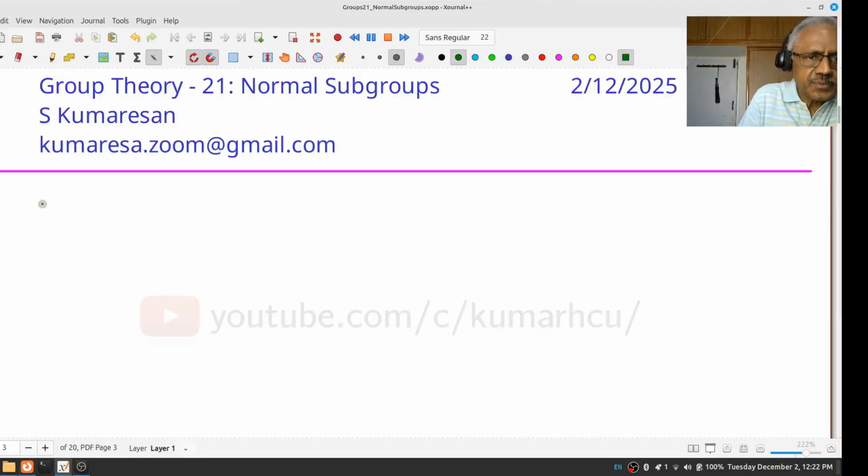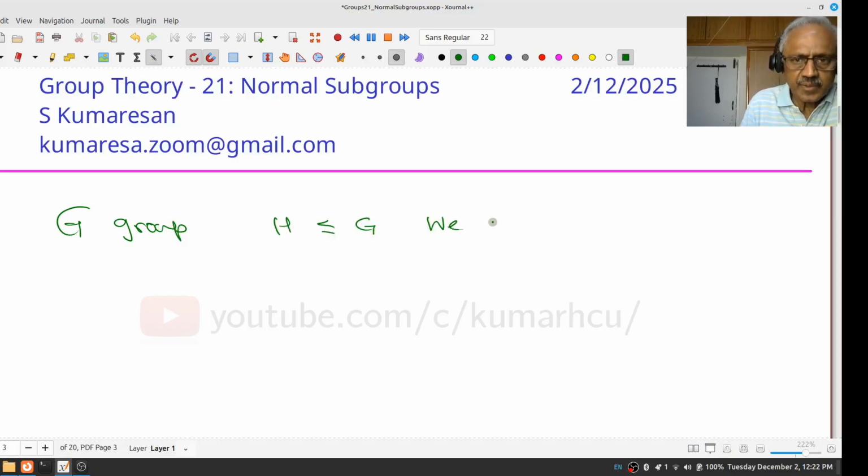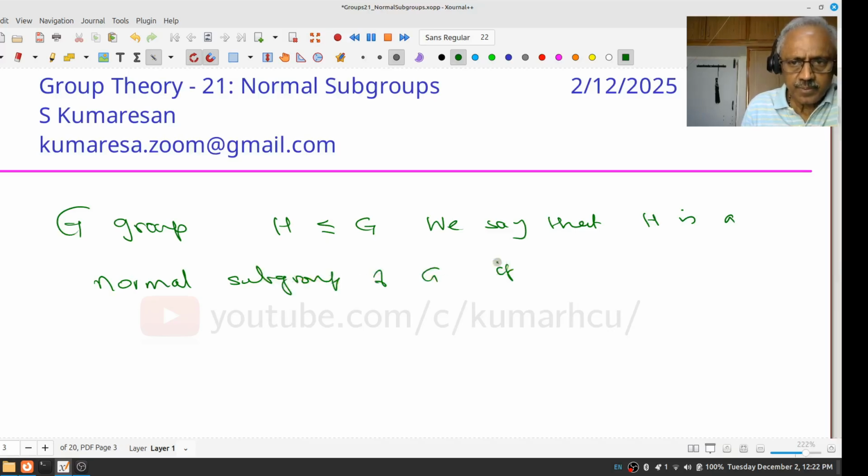So let us assume G is a group. Okay, H is a subgroup of G. We say that H is a normal subgroup of G if, for all a in G and x in H, the conjugate axa inverse belongs to H.